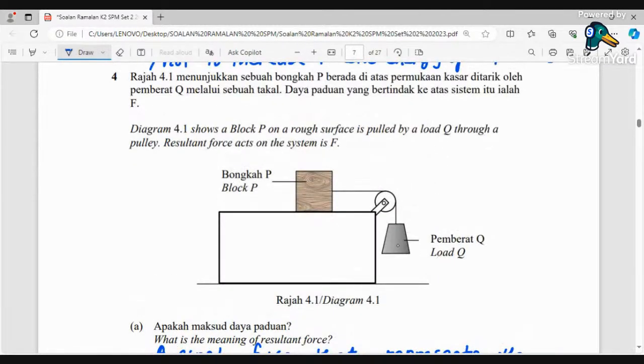So you can see the load hang here. The tendency of the object is that Q will move down like this and P will move this way. So the system will move in this direction, to the right. Frictional force always opposes the direction of motion of block P. P is moving to the right, meaning G, the frictional force, is acting on the left. You mark it at the surface. This is the frictional force.